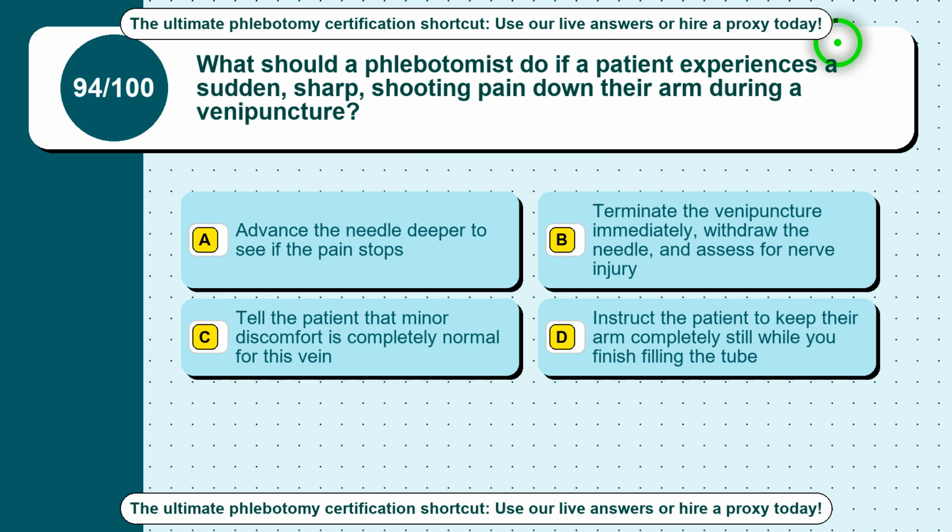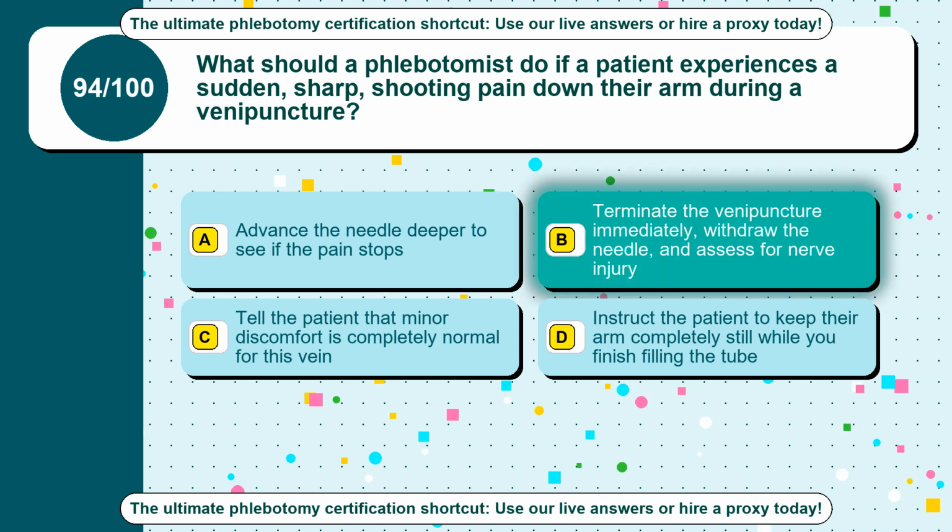Question 94. What should a phlebotomist do if a patient experiences a sudden, sharp, shooting pain down their arm during a venipuncture? Option A, advance the needle deeper to see if the pain stops. Option B, terminate the venipuncture immediately, withdraw the needle, and assess for nerve injury. Option C, tell the patient that minor discomfort is completely normal for this vein. Option D, instruct the patient to keep their arm completely still while you finish filling the tube.